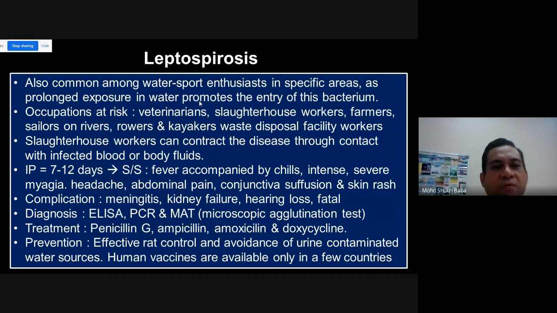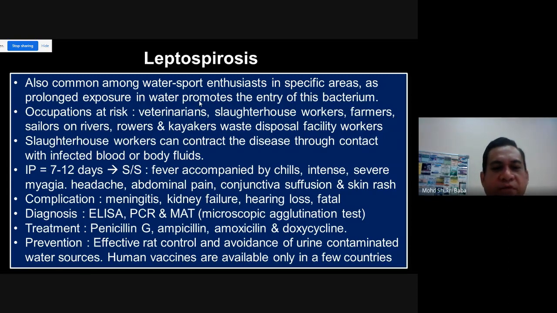Incubation period is up to 12 days. Signs and symptoms are fever accompanied by chills, intense myalgia, headache, abdominal pain, conjunctivitis, and skin rash. Complications: meningitis, kidney failure, hearing loss, fatal. Don't be surprised, people who get leptospirosis can die from rat urine. That is why fatality can occur. Diagnosis: ELISA, PCR, and MAT, which is the microscopic agglutination test.